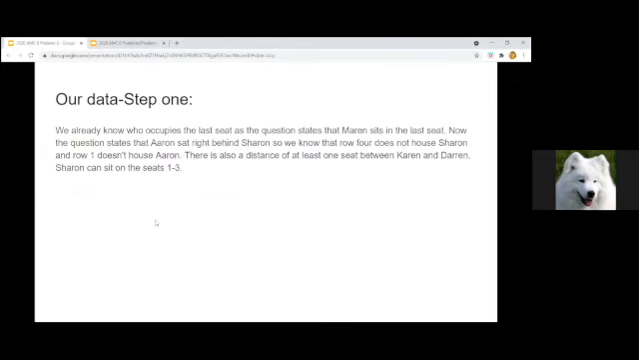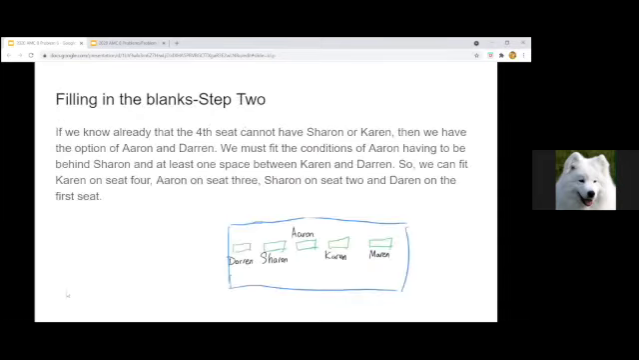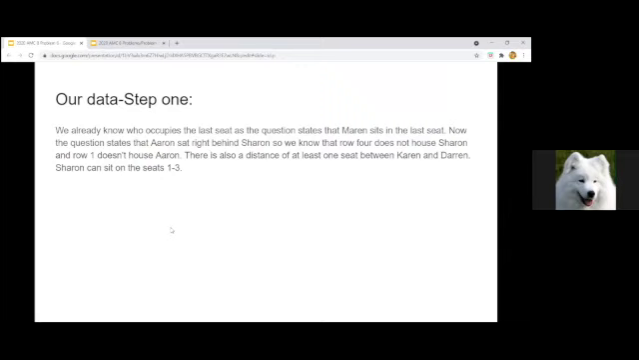So step 1 is getting your data. We already know who occupies the last seat, as the question states that Marin sits in the last seat. The question also states that Aaron sat right behind Sharon, so we know that seat 4 does not house Sharon and seat 1 does not house Aaron. There is also a distance of at least one seat between Karen and Darren. Sharon can sit on seats 1 to 3.